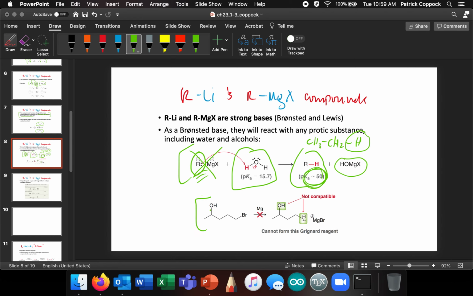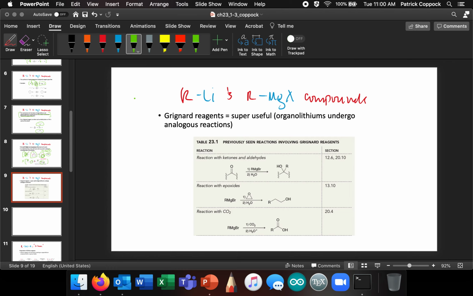Here's another implication of that. If you try to make an organomagnesium compound here, well, this is an ionizable hydrogen. The pKa of alcohols is about 16, so it's simply not going to happen. You're just going to get junk. You simply can't make this here because of that, so it's not useful.